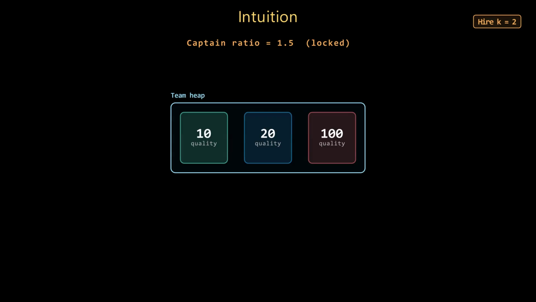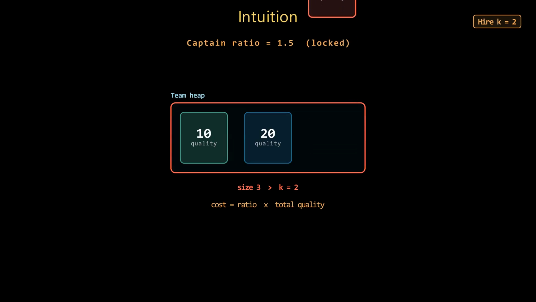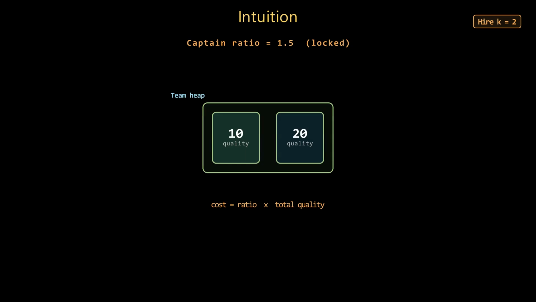As we march forward, expanding our pool of valid candidates, our team size will eventually exceed our target size, K. Remember our formula, cost equals ratio times total quality. Since the captain's ratio is locked for this step, the only way to drop the cost is to aggressively purge quality. We use a max heap to instantly eject the worker with the highest quality, greedily keeping our total team quality as small and inexpensive as possible.